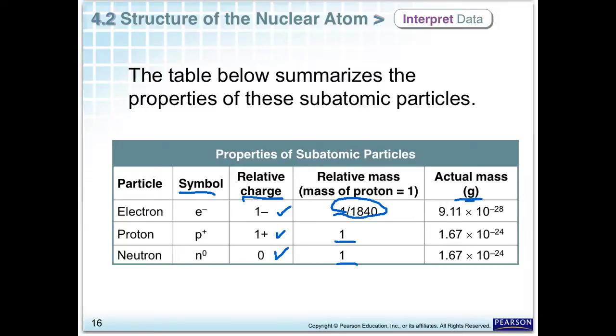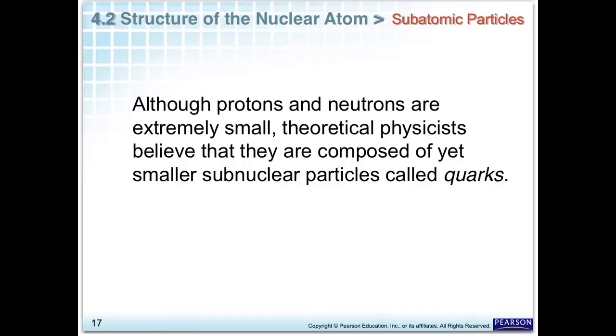The actual mass in grams is over here. I wouldn't expect you to really know that for certain. Understanding these three columns would be the most important. We also understand that even though protons and neutrons are very small, they are made of smaller particles yet that we call quarks. And there are different kinds of quarks even, and that's a whole other subject and a whole other course.